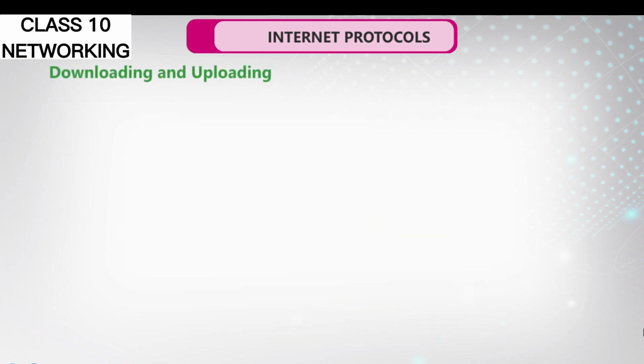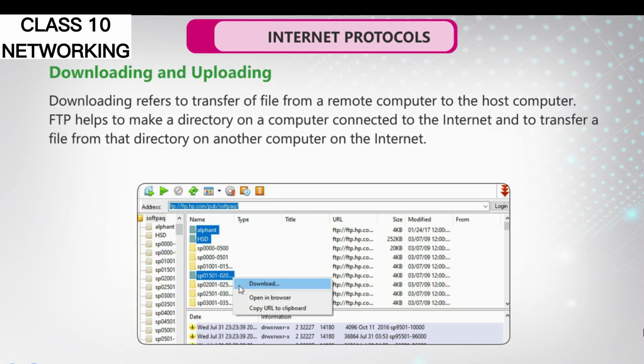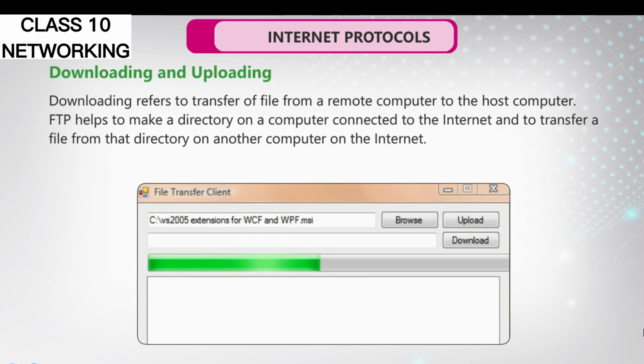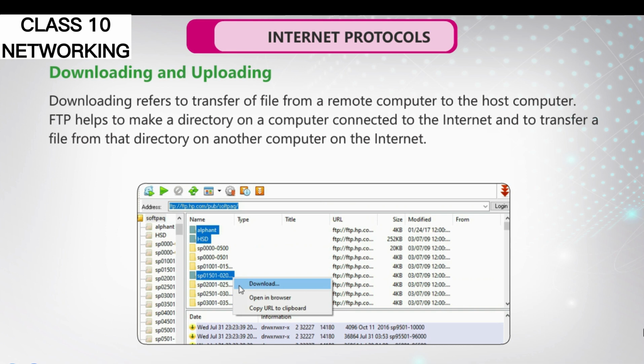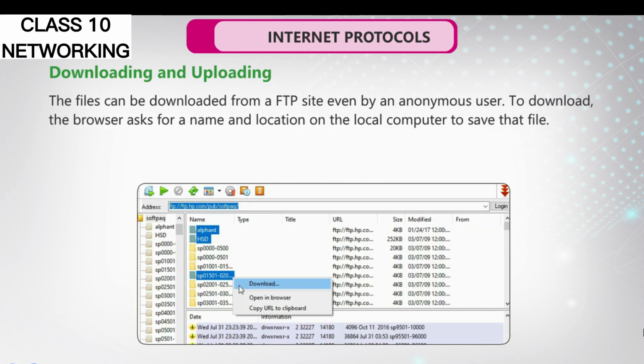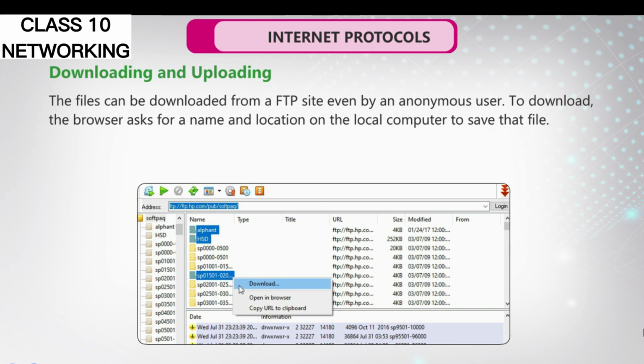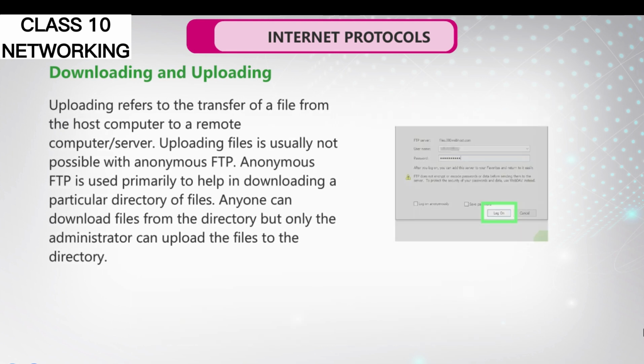Downloading and uploading. Downloading refers to transfer of a file from a remote computer to the host computer. FTP helps to make a directory on a computer connected to the Internet and to transfer a file from that directory to another computer on the Internet. The files can be downloaded from an FTP site even by an anonymous user. To download, the browser asks for a name and location on the local computer to save that file.